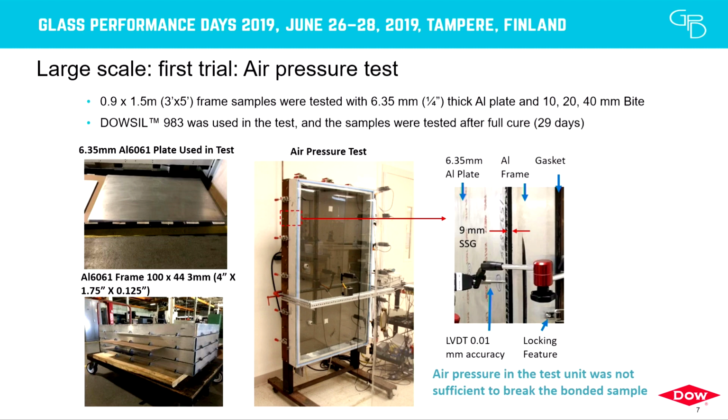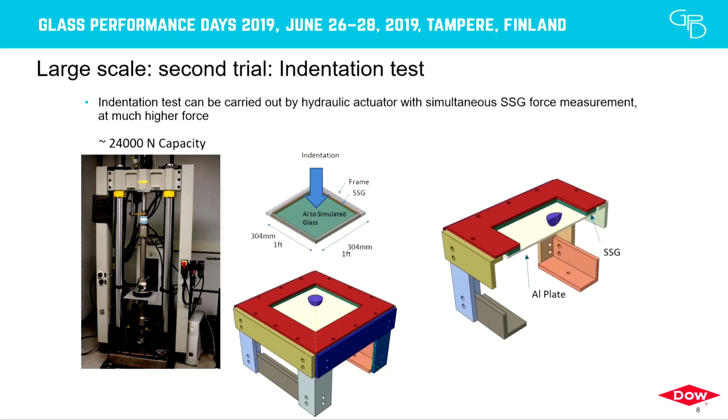And we used 983, so all these tests have been done in the US, which is also a nice way to validate that the formula that we proposed, that was validated for 993 on H pieces, is also extrapolated to other silicones as well. We used it and tested after full cure, but unfortunately our equipment is not able to break the system. The air pressure in the test unit was not enough. So we had to go back to find an alternative way to validate our equations on a large scale.